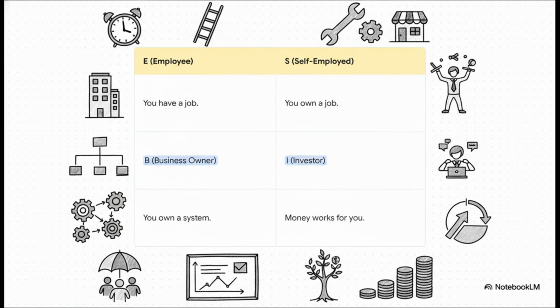You don't own a job. You own a system that works for you. And finally, I for investor, where your money works for you. So just take a quick second and think, which one of those quadrants are you in right now?